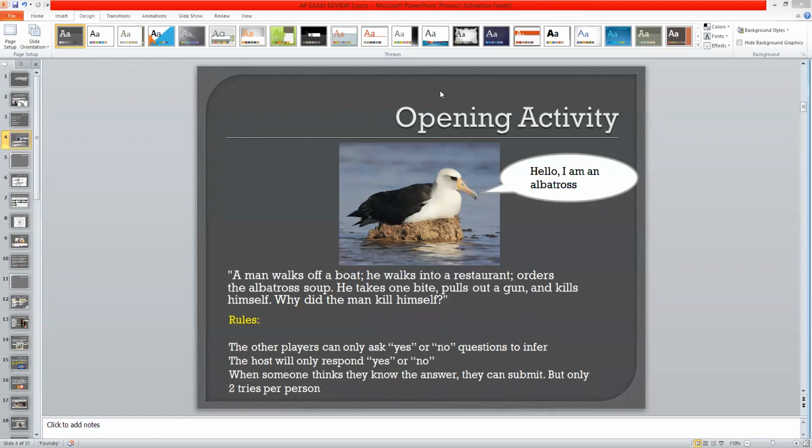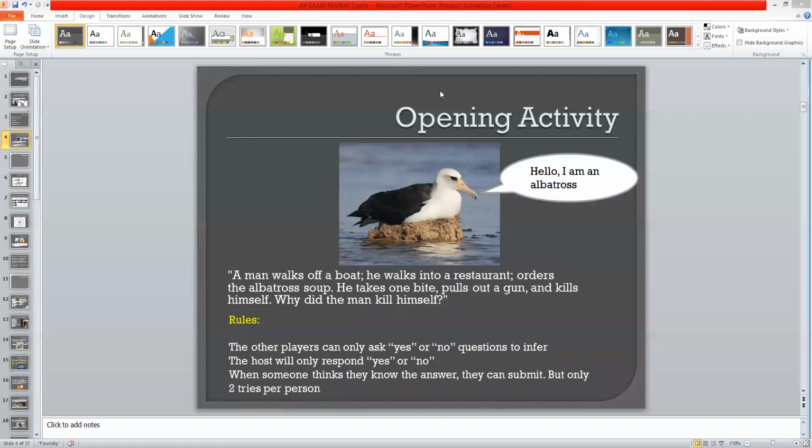So in this case, if the contestant asks something like, what is an albatross? You can't answer that as a host because it's not a yes or no question. Unless they ask you something like, did the island have a lot of albatross? Then you can say yes or no in that case. So with that in mind, every group will have about 10 minutes or so to ask as many questions to figure out the answer. If you feel like you know the answer after a series of questions, then you can try to submit an answer.